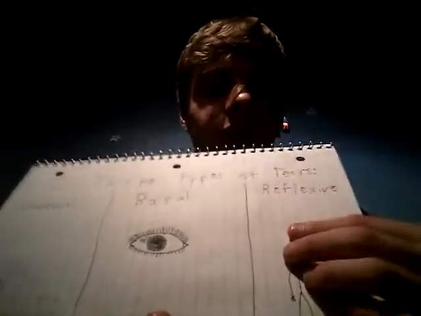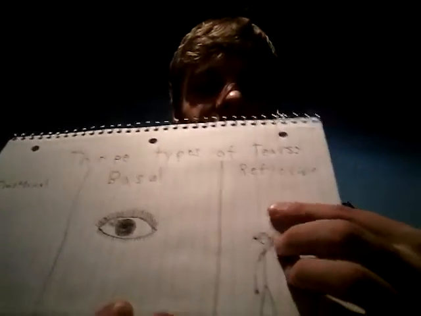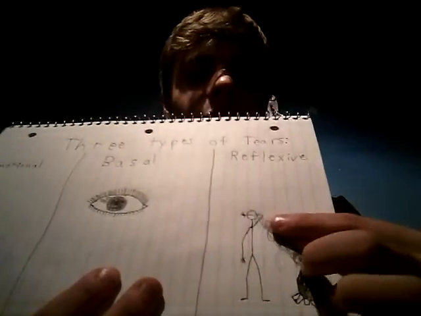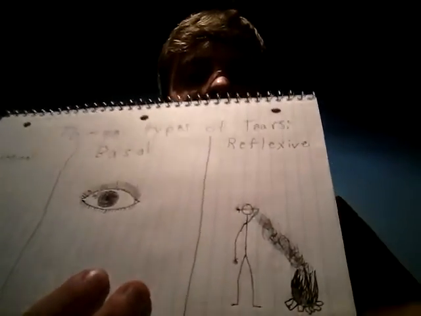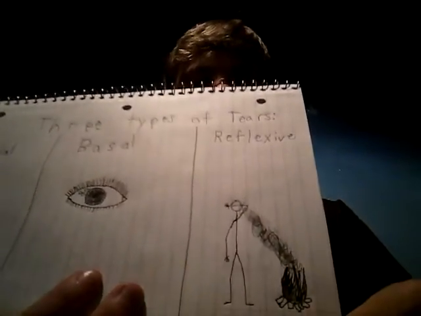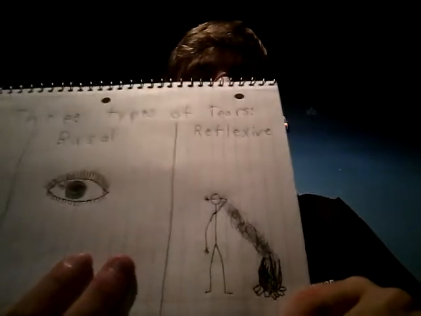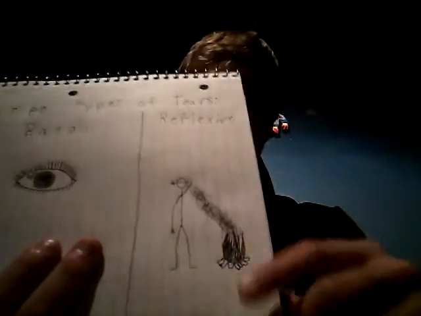And the last one is reflexive tears, and that's why your eyes water when smoke from a campfire gets in your eye. Reflexive tears are when your brain tells your eyes to produce tears to flush out a certain irritant.